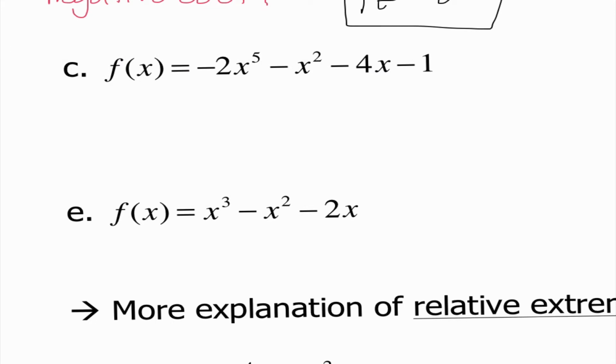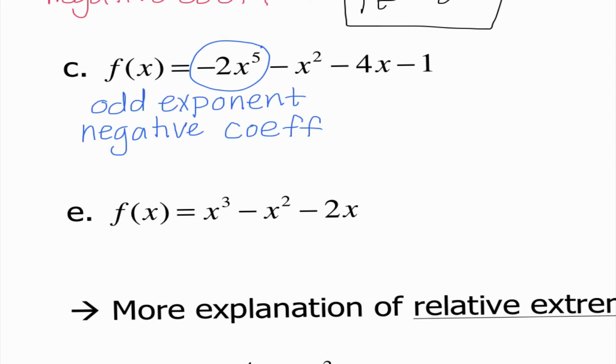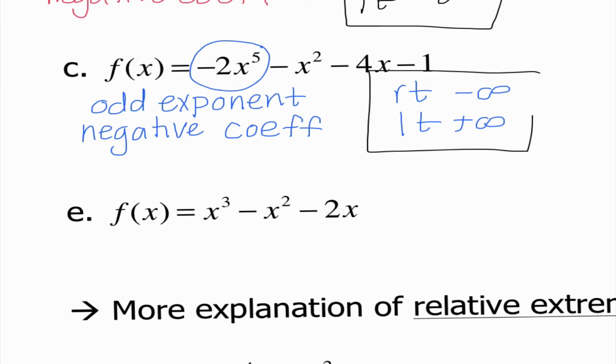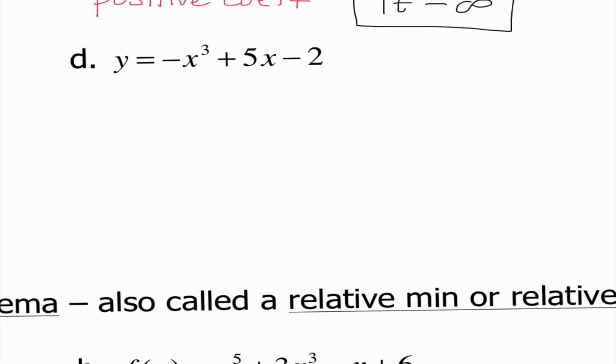For C, f of x equals -2x to the 5th minus x squared minus 4x minus 1. I'm just looking at this leading term. And we have an odd exponent and a negative coefficient. So that means to the right, it is going to -infinity, and to the left, it is going to +infinity. This is super repetitive, but I'm hoping we're getting the hang of it.